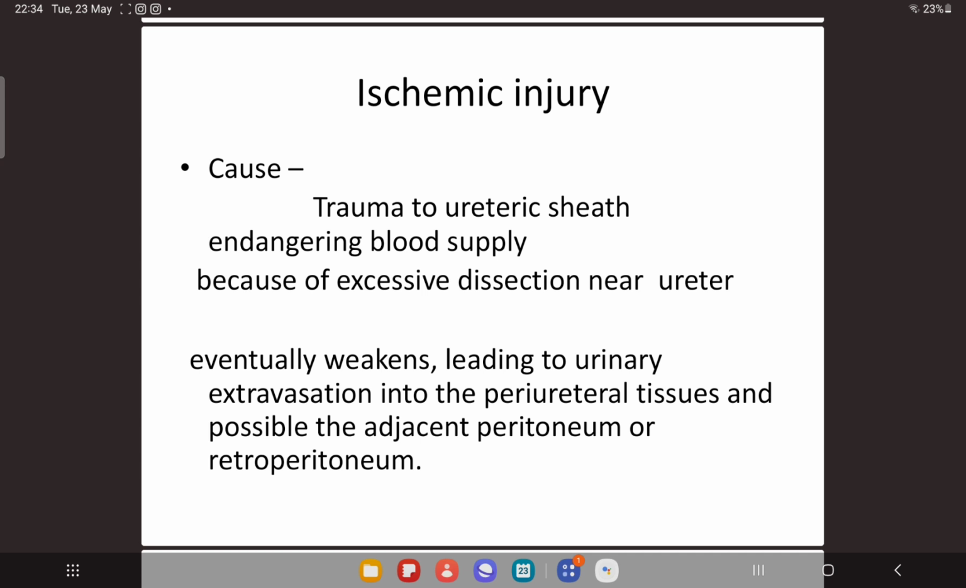There could be avascular necrosis which is possible, and from that avascular necrosis there is some extravasation of urine into peritoneal tissues and adjacent organs and in retroperitoneal tissues. So you should be able to know what kind of injury you have created.